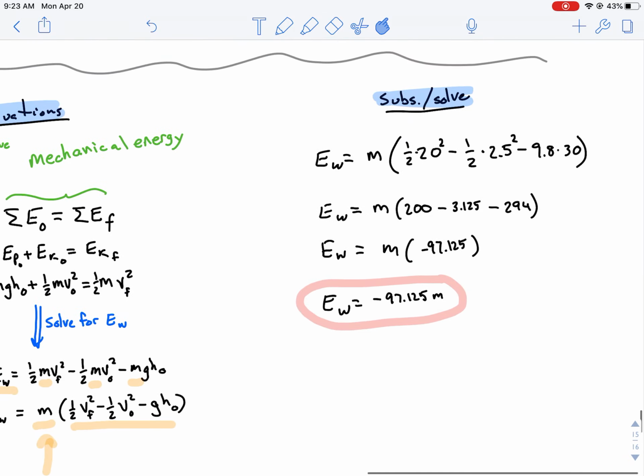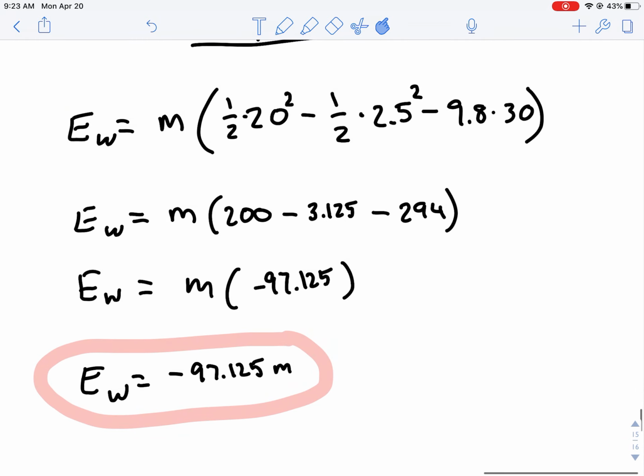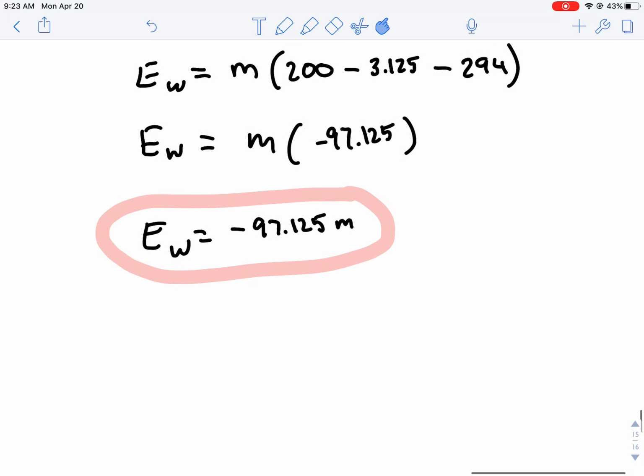Well, let's go over here where I substituted and solved. So here we go. I'm not going to take you through all the math, but basically I've substituted my numbers in, I've done the math, and what I end up with at the very end is a negative 97.125 m.